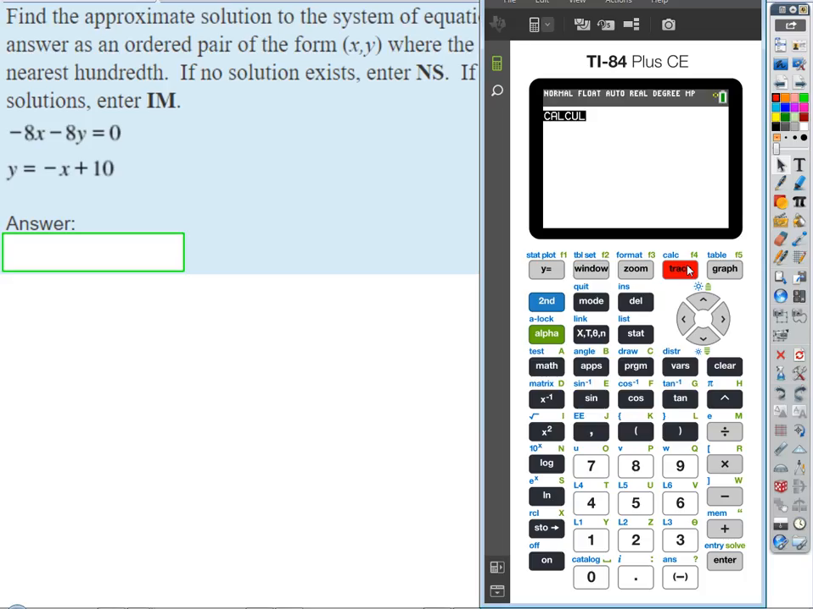So if we go second calc 6, and right now I'm on the blue line, so if I hit enter, it tells me that the blue slope is negative 1. If I go back and repeat that, second calc 6, and hit the up arrow to get to the red line, the red slope is also negative 1, so they're parallel, right? Okay. So all kinds of technology tricks we got today.